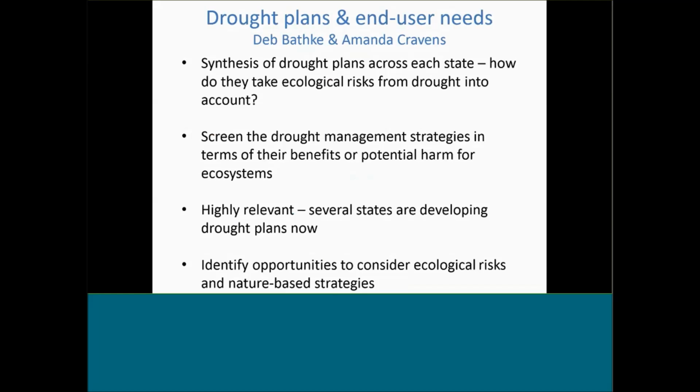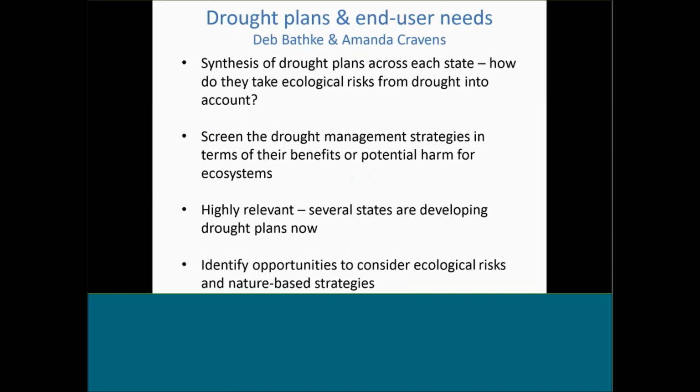Deb Badke and Amanda Craven are leading a subgroup to focus on a synthesis of drought plans across each state. And we just have a simple question: how do they take ecological risks from drought into account? Do they or do they not? Are there potential harms or benefits for ecosystems in their current drought plans?